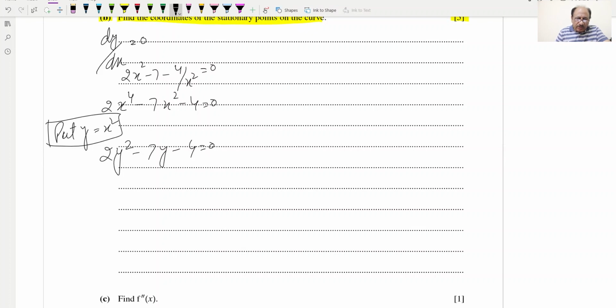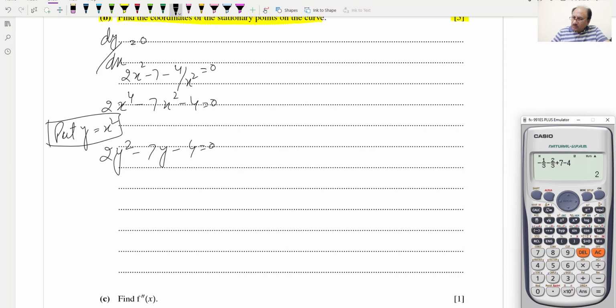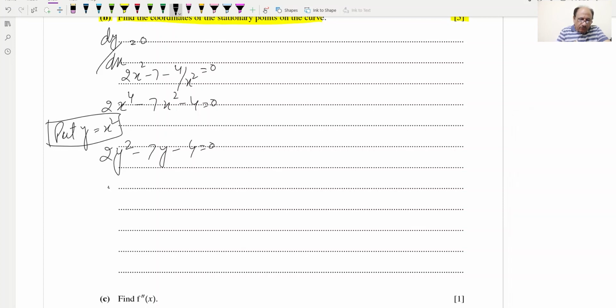Now this is a quadratic equation in terms of y, and we can solve this quadratic equation. Coefficient of y squared is 2, then minus 7 and minus 4, and this is giving us 4 and minus 1 by 2. So (y minus 4) and (2y plus 1) is equal to 0. Now y will be equal to 4 and y will be equal to minus 1 by 2.